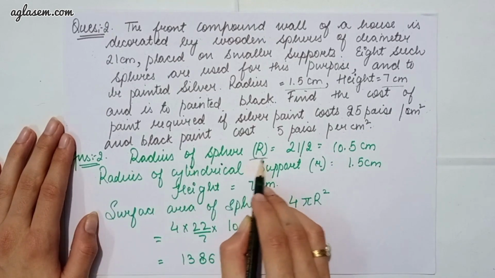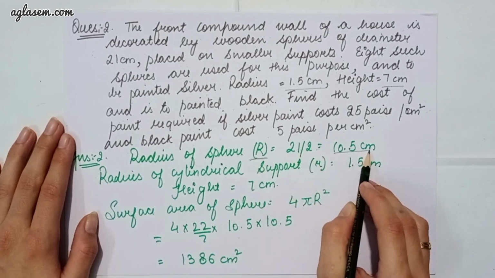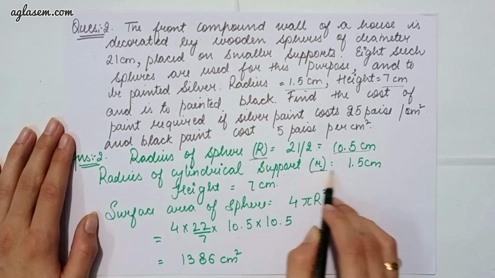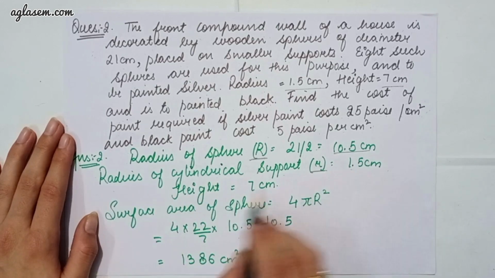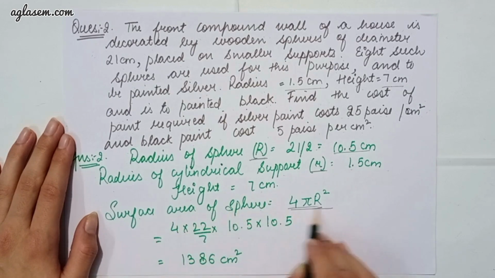Remember this, we have to take the radius of the sphere as capital R. So that is 21 divided by 2, which will give you 10.5 centimeter. And the radius of the cylindrical support, that is small r, is 1.5 centimeter. And the height, which is already given to us, is 7 centimeter. So we can find the surface area of the sphere, that is 4 pi capital R square. Remember, we have capital R here. By placing the values, we will get 1386 centimeter square.